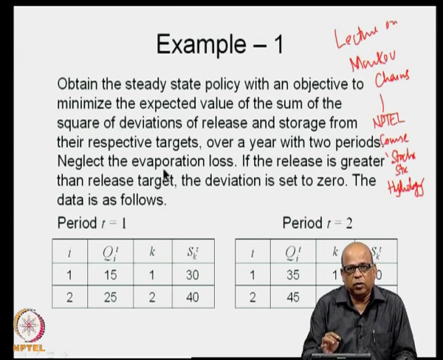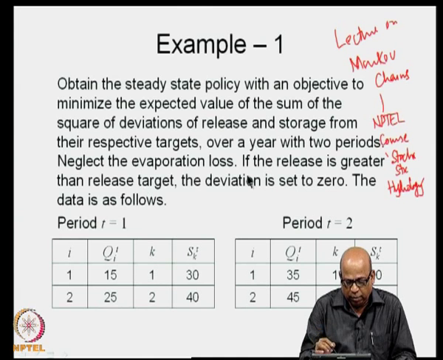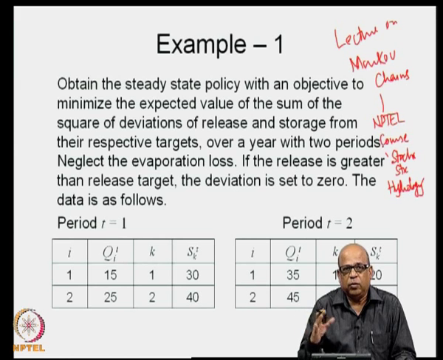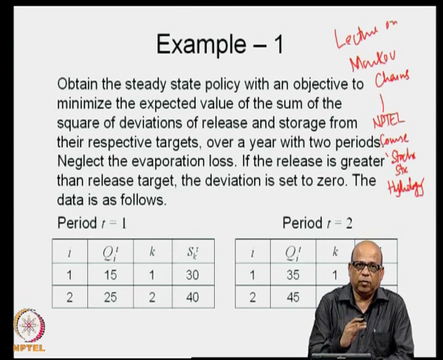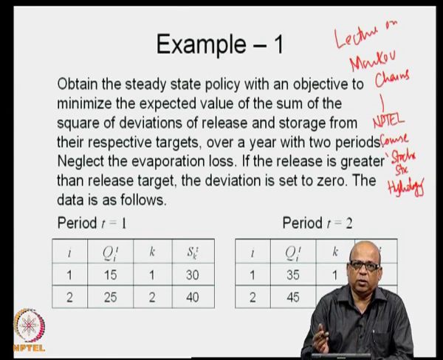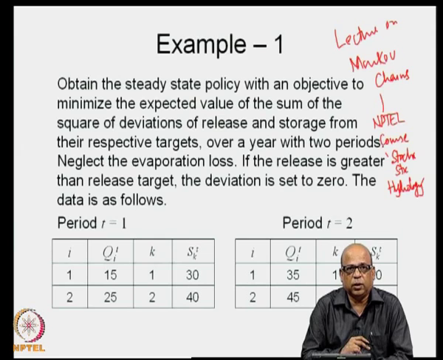We will neglect the evaporation loss for this exercise. Further, if the release is more than the target, we will say that the deviation is 0. Let us say that your target release in each of the time periods is 5, but you are able to release more than 5; then we will assume that the deviation is 0. That means we do not penalize for releasing more than the target. But this can also be accounted for: whenever you want the release to be just close to the target and not more than that, you can also apply penalty functions for that.